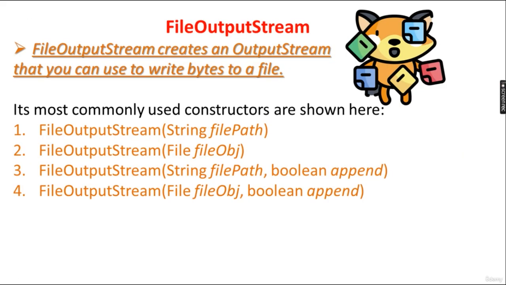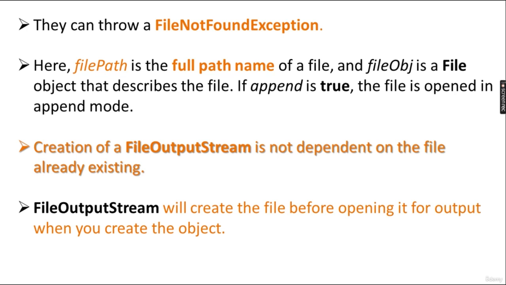Okay, next, FileOutputStream creates an output stream that you can use to write to a particular file. So the constructors are FileOutputStream(String filePath), FileOutputStream(File fileObj), FileOutputStream(String filePath, boolean append), FileOutputStream(File fileObj, boolean append). They can throw a FileNotFoundException.